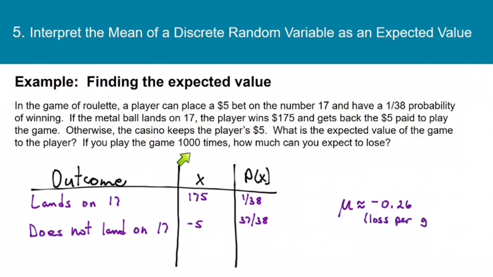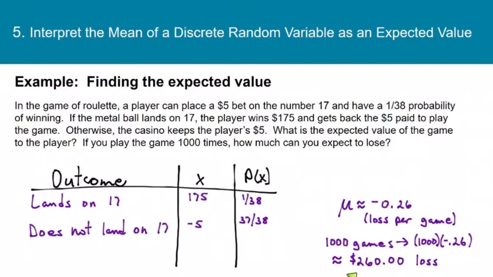Now, if the player played the game 1,000 times, he would win some and he would lose some, but he can expect that on average he loses about 26 cents per game. So 1,000 times -0.26 means that he's going to lose approximately $260 if he plays 1,000 games of roulette.